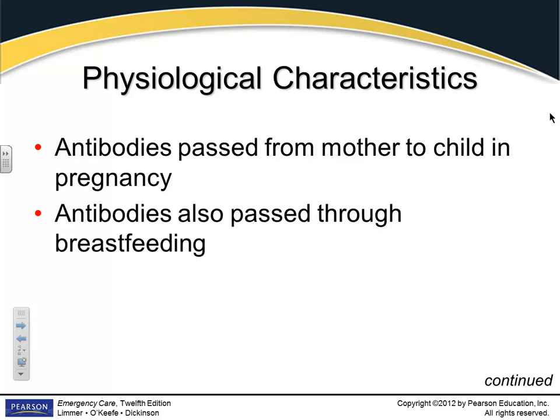All right, a physiological characteristic too. Antibodies are passed from mother to child, pregnancy. Antibodies also pass through breastfeeding. And this gives that child, these are temporary, they say, when they're passed in this way. And when the child starts to develop them on their own, they're going to last for a certain period, maybe until they're 3, 6 months old, and then they'll start developing their own. So this kind of gives them the right start in life.